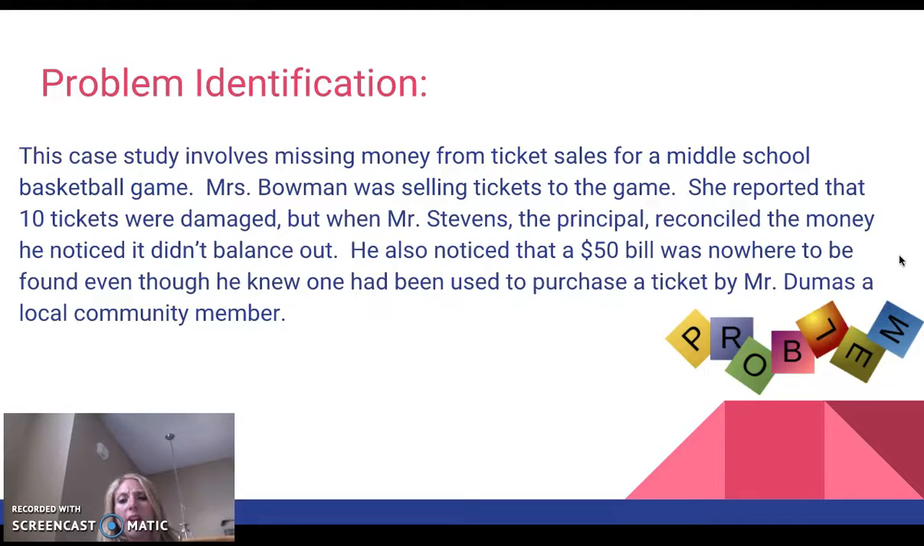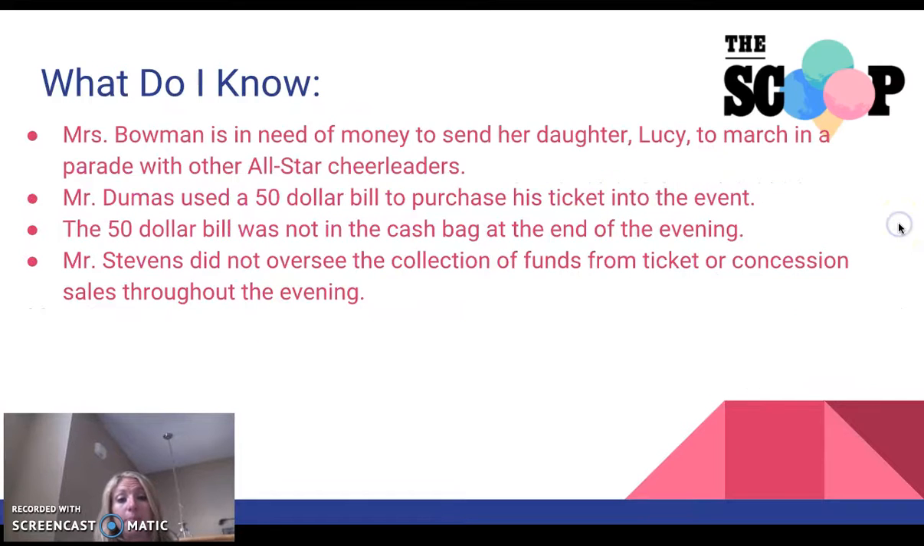He also noticed that there was a $50 bill not in the cash bag, but he knows that a $50 bill was used to purchase tickets because he had a conversation with Mr. Dumas, a community member, earlier about how he had to use a $50 bill to buy his ticket into the game because he had just cashed his check. So the problem is that the $50 bill is missing, the inventory did not reconcile with the money in the bag, and there's possibility of theft or stolen money or missing money.